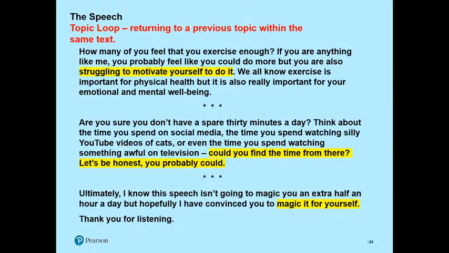Another technique you can use in your speech is the idea of a topic loop, so returning back to a previous topic. Thinking about my opening, which was about struggling to motivate yourself to exercise, and then the idea in the middle about finding the extra time, let's be honest, you probably could. My final comment is going to be, ultimately, I know this speech isn't going to magic you an extra half an hour a day, but hopefully I've convinced you to magic it for yourself. Thank you for listening. Now, this idea of finding the extra time and taking responsibility and actually working to fit that in is the thread of the whole piece. So coming back to that idea of motivating yourself and getting yourself committed to giving that half an hour is a really interesting way of ending the speech.